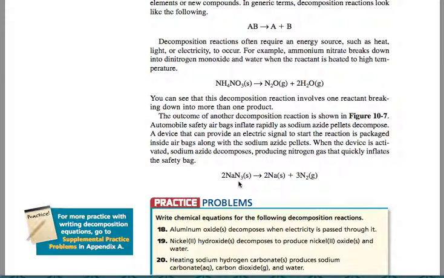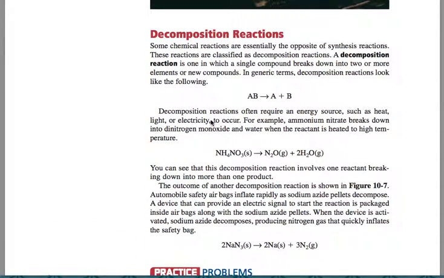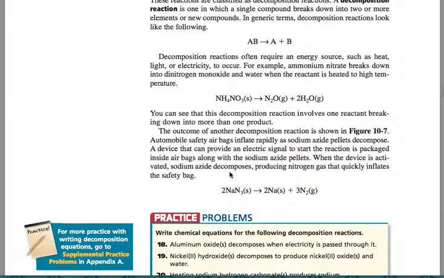So the sodium azide produces nitrogen gas and sodium. Okay, so here you start with a compound. It reacts to produce, it needs some kind of energy source, like heat or electricity, and then it can produce either other compounds or other elements.